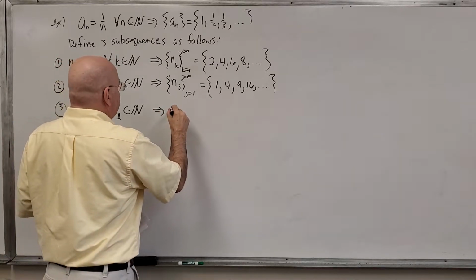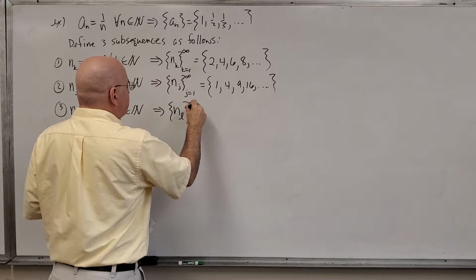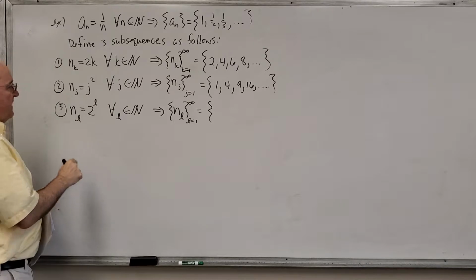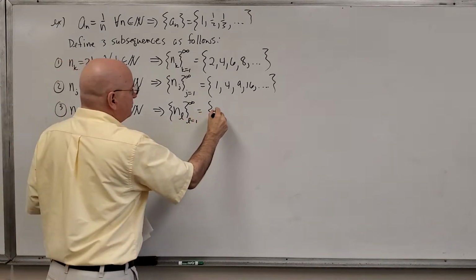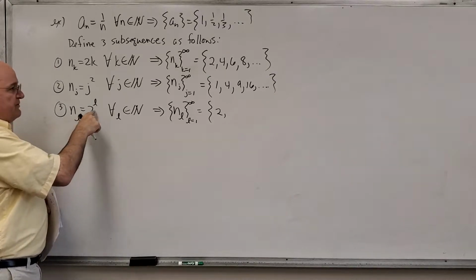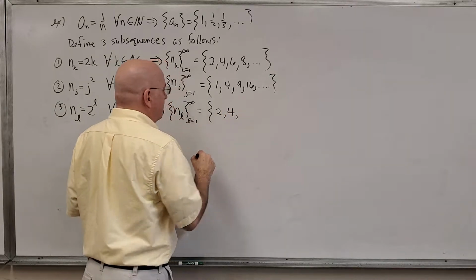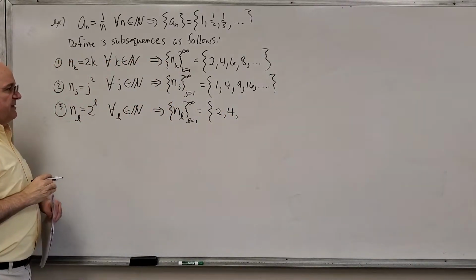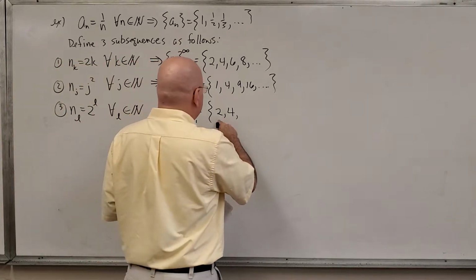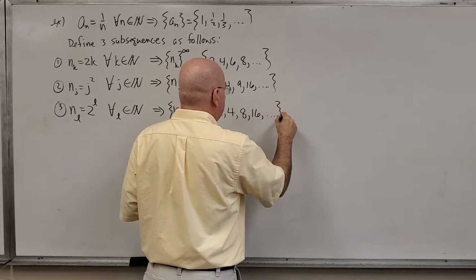The next one, n sub l, as l goes from 1 to infinity. What's n_1? n_1 would be 2 to the 1, which is 2. n_2 is going to be 2 to the 2nd, which is 4. And then what are the next couple of terms? Yeah, the powers of 2, exactly right. 2, 4, 8, 16, and so on.